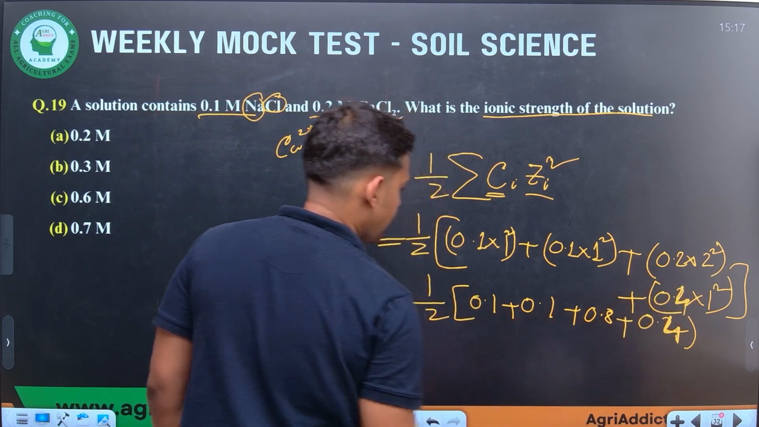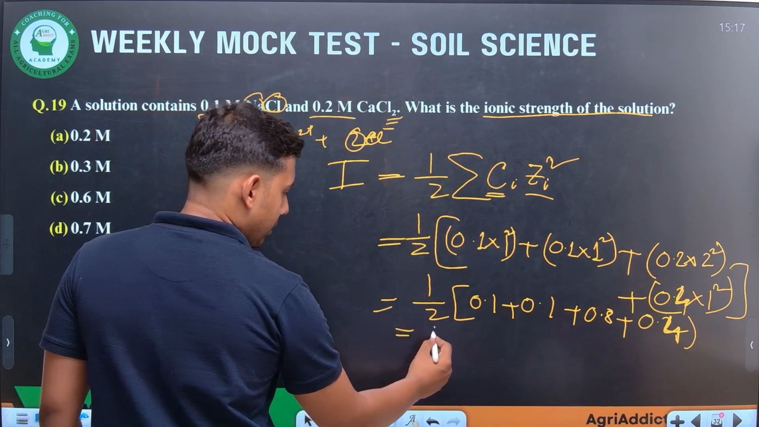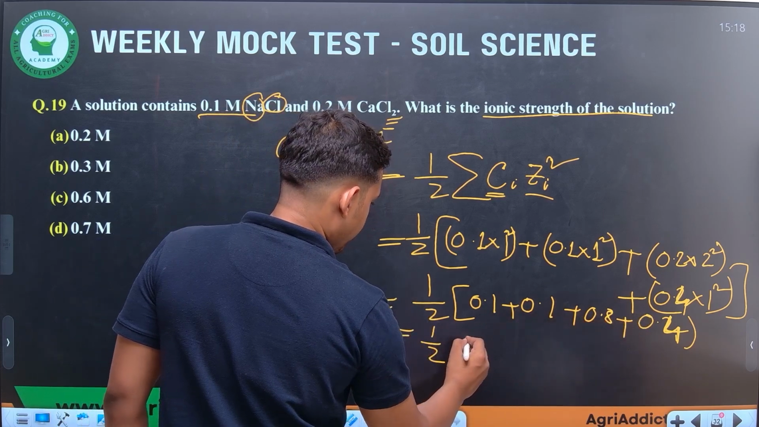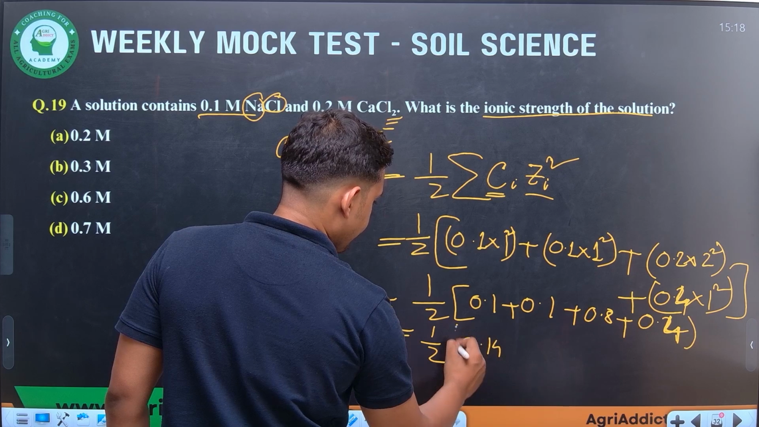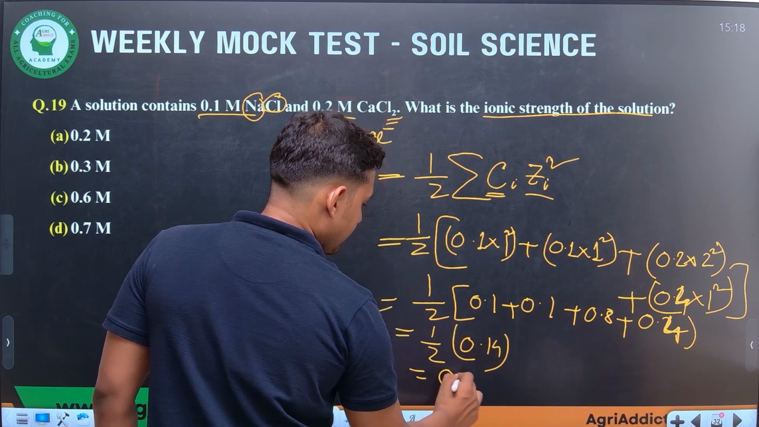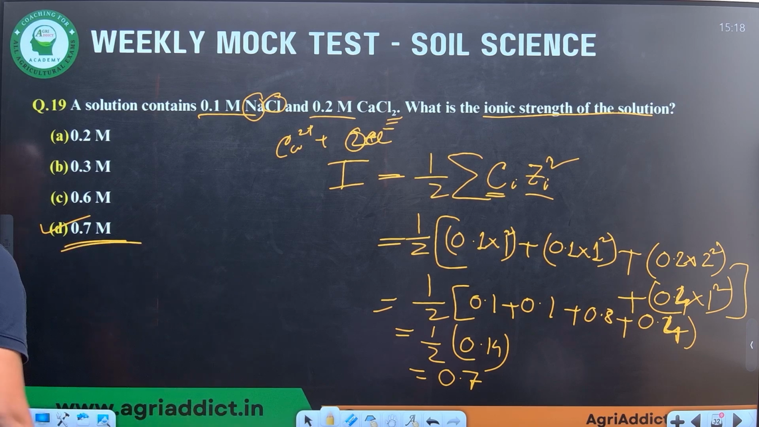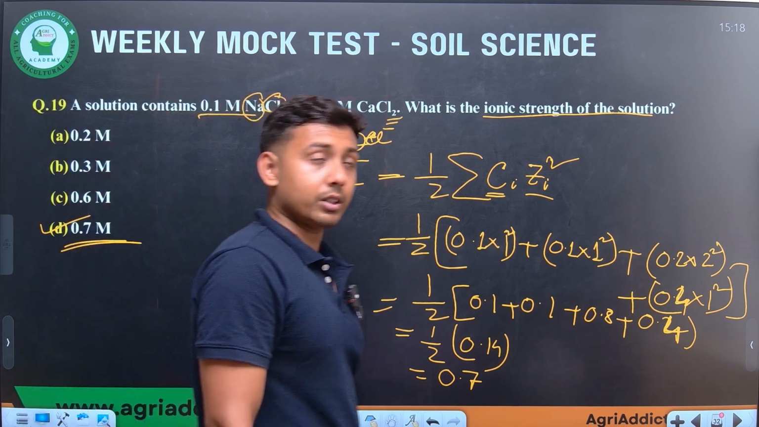So what will be the summation? 0.14, 0.14. The final answer is 0.7. This will be the answer, 0.7 molar. This is the ionic strength of that solution.